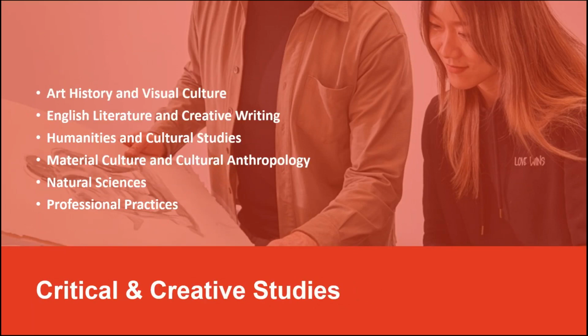Okay, and here's the critical and creative studies that I mentioned. 30% of your course load would be made up of art history, visual culture, English literature and creative writing, humanities and cultural studies, material culture and cultural anthropology, natural sciences, and professional practices. All of these are critical theory courses that are situated in and amongst the arts. So you'll be studying English literature in terms of art and art history. Same thing with natural sciences and material culture, cultural anthropology.